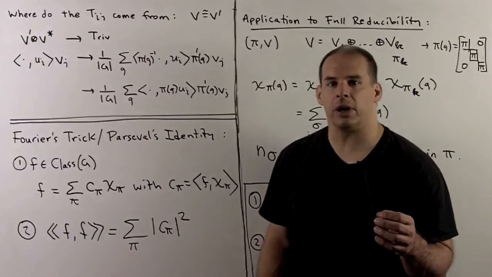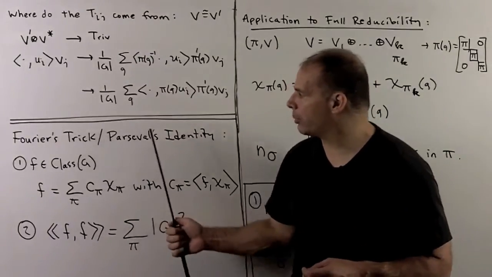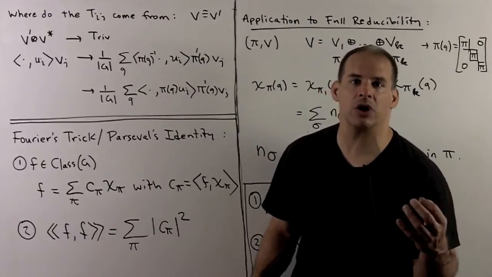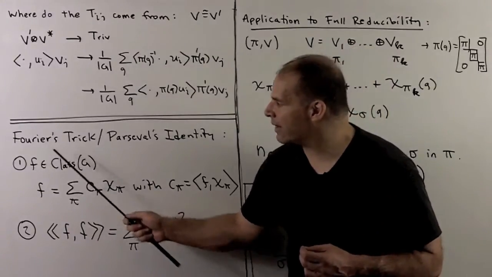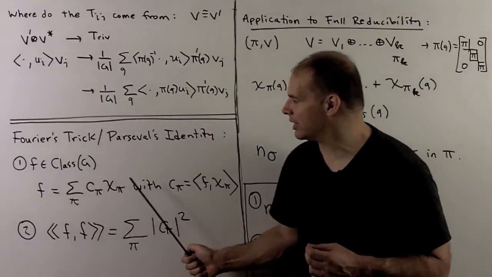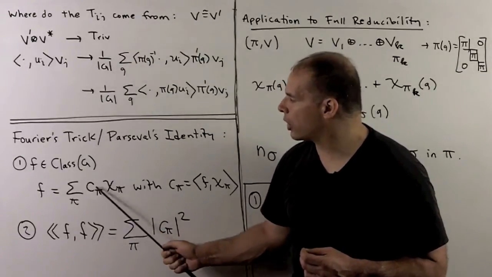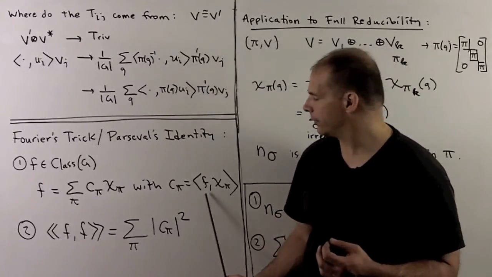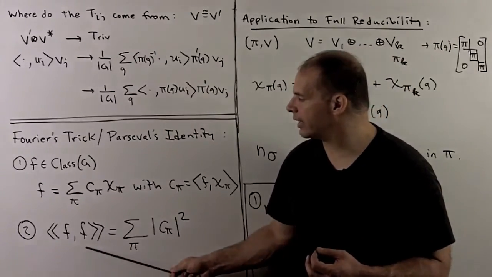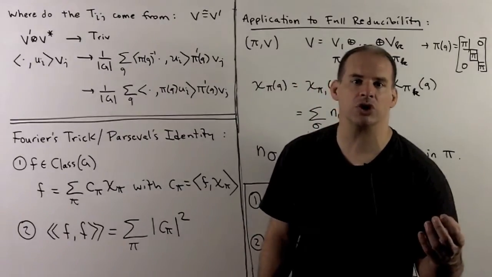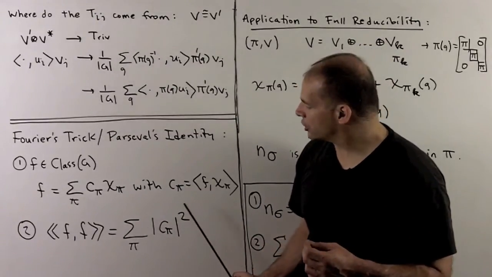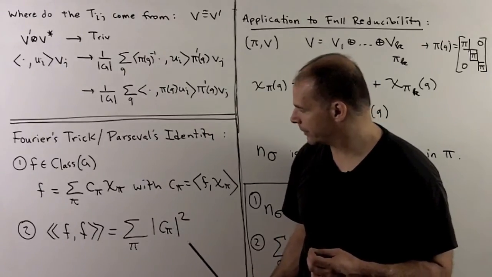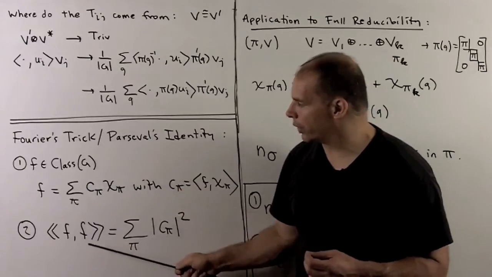Another consequence of our theorem: we have Fourier's trick and Parseval's identity. So the irreducible characters give us an orthonormal basis of the class functions. That says each f that's a class function is a linear combination of these irreducible characters. We get the coefficients by taking the inner product of f with the irreducible character. Then we have Parseval's identity. If I want the length squared of a class function, I'm just going to sum over squares of the moduli of our coefficients. Now, this is actually very useful.